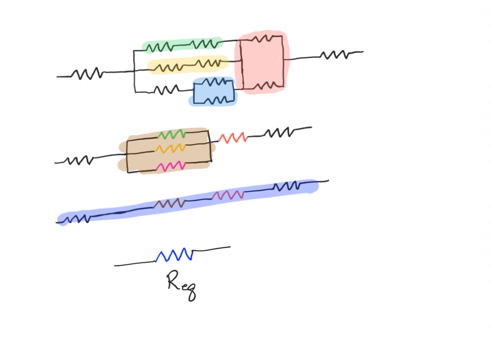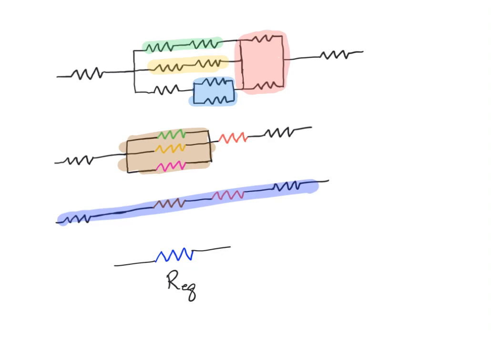So if you have a really complicated circuit, this process can certainly take a while, but it does allow you to boil things down until you're left with the simplest possible circuit that has the same current draw, the same overall sort of power usage and everything.